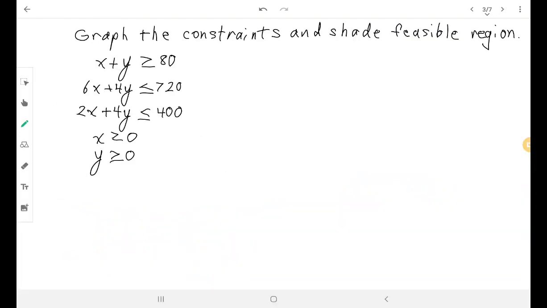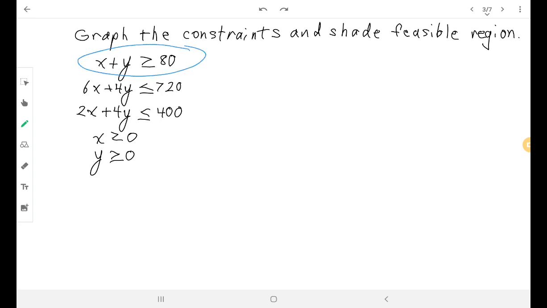All right, so now we've got these equations, and we're going to add 2 here. We can't create negative numbers of cappuccinos or cafés au lait, so each of those has to be at least 0, right? And we want to graph these constraints, and we'll shade the feasible region. I'll talk about why that's important as we're doing it, okay?